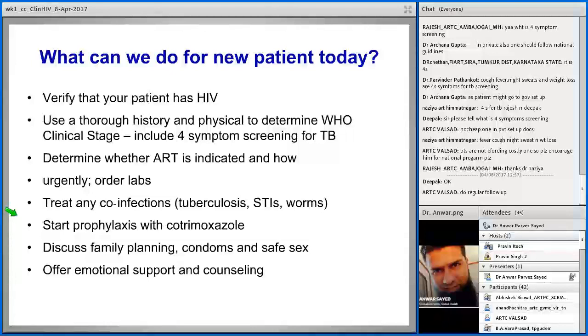Then determine whether ART is indicated at present and how urgently the lab results are required. Then treat any comorbidities if the person is having, like STIs, worms and other things. Now STIs, for that you will have to examine genitals, see the skin and do detailed examinations. All those things need to be performed in new patients. Start prophylaxis with cotrimoxazole whenever it is indicated.